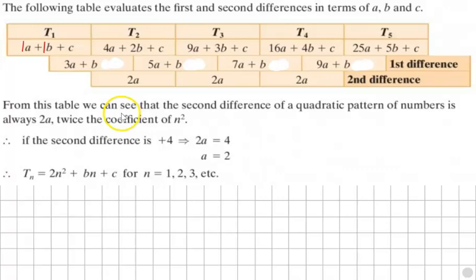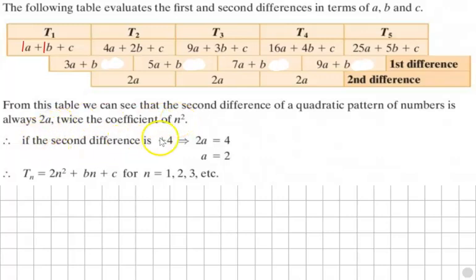And then to get the second difference, to get from 3a to 5a, we add 2a. To get from 5a to 7a, we add 2a. And to get from 7a to 9a, we add 2a. So the next second difference would be 2a again. From this table, we can see that the second difference of a quadratic pattern of numbers is always 2a, twice the coefficient of n squared.